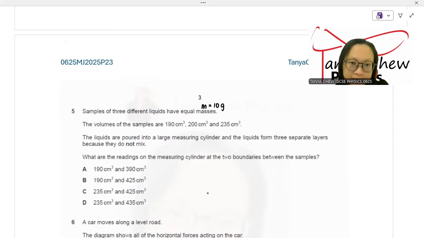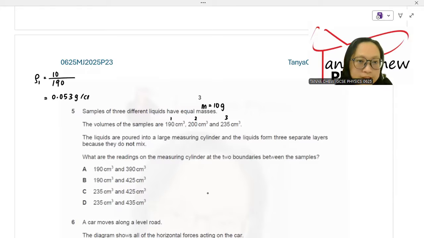So I'll put this as liquid 1, this is liquid 2, and this is liquid 3. And I compare in terms of their densities. So the density of liquid 1 will be 10 gram divided by volume 1, 190, and I got 0.053 gram per cm cube.